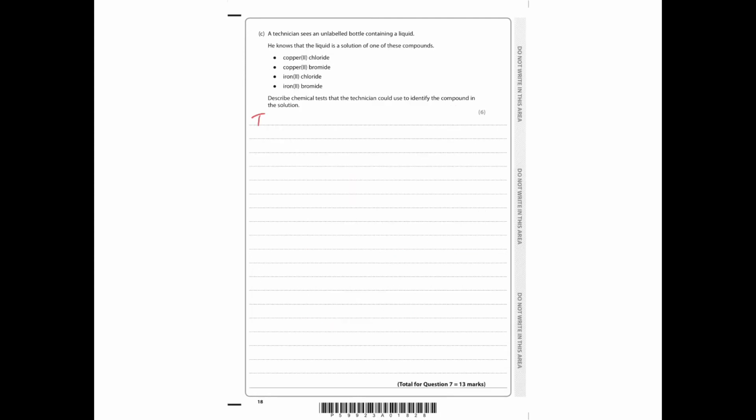Part C is to test your qualitative analysis. You're looking for a test to distinguish between the cations, copper 2 and iron 2, and a test to distinguish between the anions, the chloride and the bromide. To distinguish between copper 2 and iron 2, you add sodium hydroxide. With copper 2, you'll get a lovely blue precipitate formed. But with iron 2, you'll actually get a green precipitate forming instead.